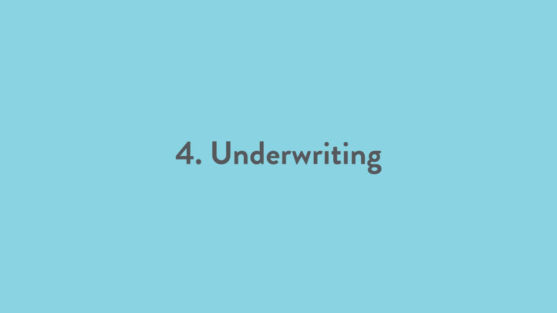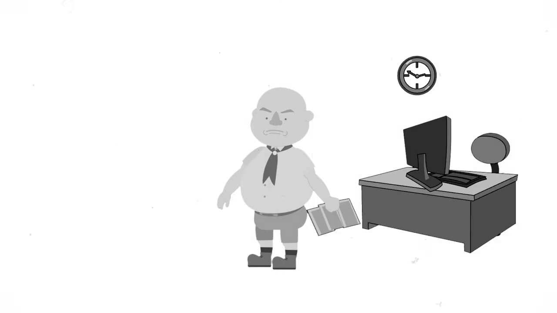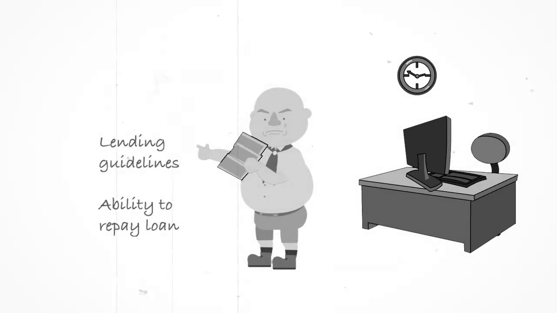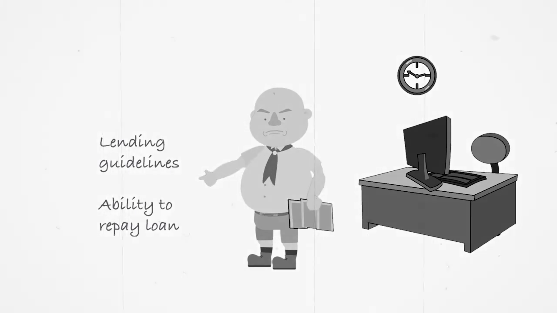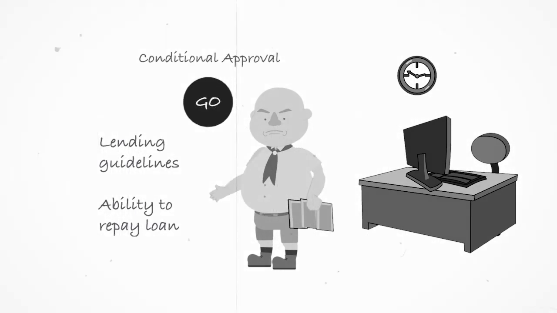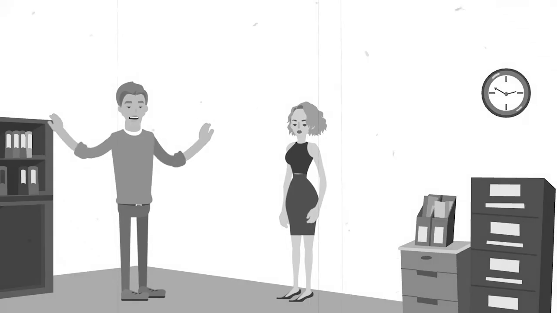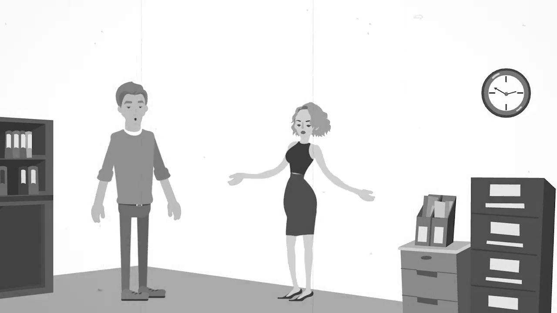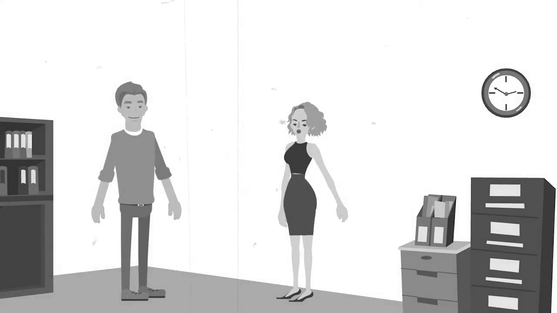Next is underwriting. The underwriter is the ultimate decision maker. They evaluate your application and supporting documentation against lending guidelines and evaluate your ability to repay the loan. Sometimes the underwriter will issue a conditional approval and request additional information needed to satisfy those conditions. Your loan originator will help explain the conditions to you and work with you to secure the required documentation.